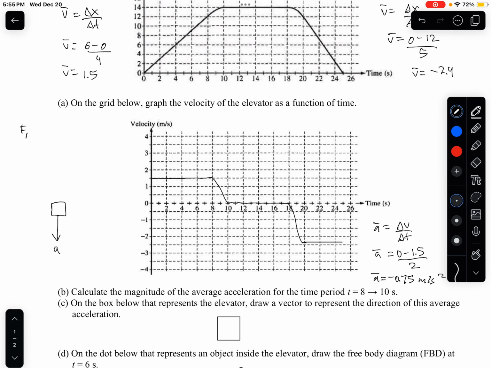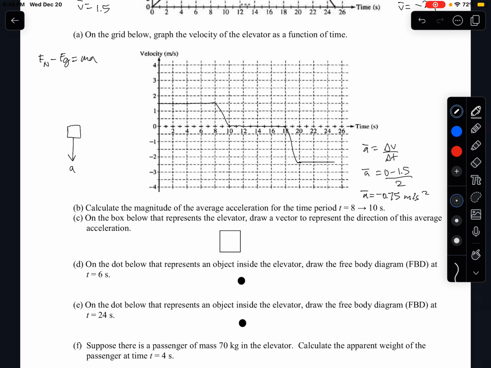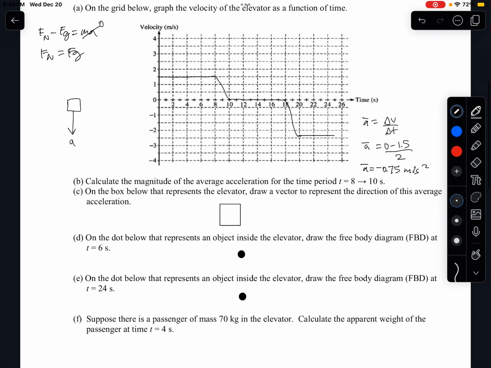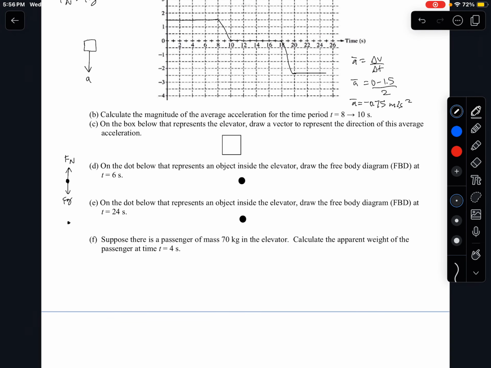And then for D and E, I'm going to prove it with Fn minus Fg equals ma, right? Since the velocity is constant, which means it's not changing, that means there's no acceleration. And since there's no acceleration, it's going to be 0. Then you just move Fg to the other side, and that's why for D and E, the vectors for Fn and Fg both look equal in magnitude. So that's Fg and Fn.